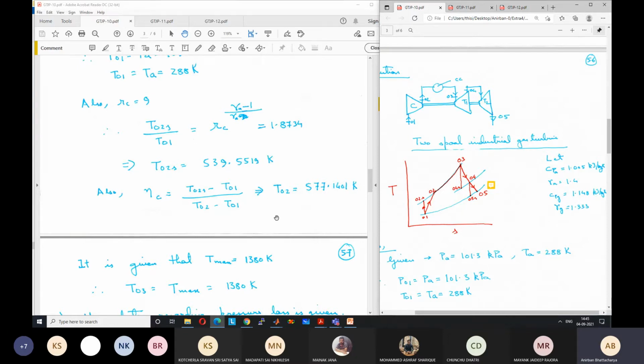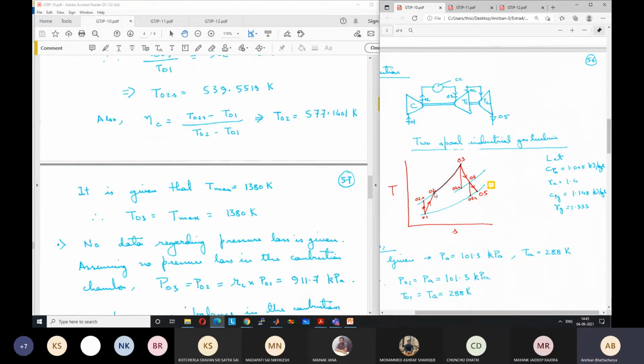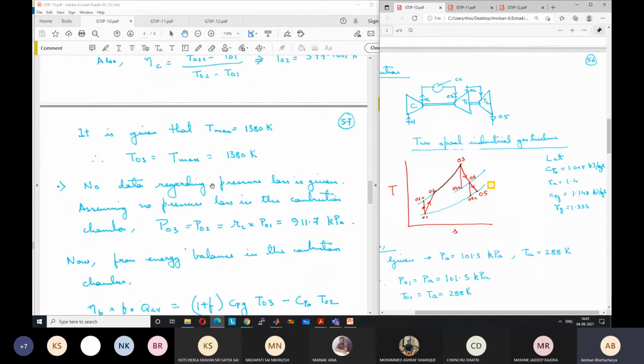So now T02 is known, T01 is known. T03 is also known because Tmax was given as 1380 Kelvin. Tmax occurs at the inlet of the high pressure turbine or outlet of the combustion chamber. So therefore T03 equals 1380 Kelvin. And since no data was given regarding pressure loss, we will assume that there is no pressure loss in the combustion chamber. So P03 is equal to P02.